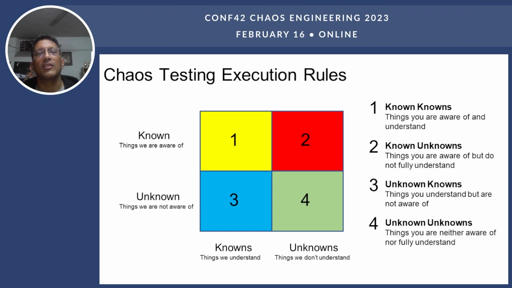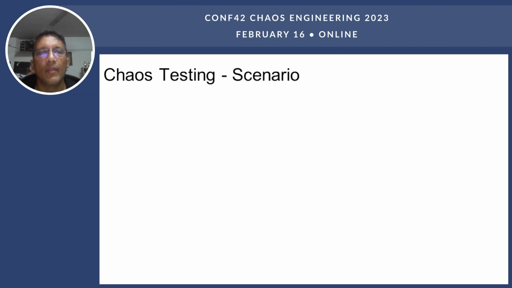Don't get confused. I'll take a real world example and then I'll try to explain all these four. But as I've said, this is a very simple matrix which you will see in the next slide. And just the difference is between the things that we are aware of and the things that we understand, or the things that we are not aware of and the things that we do not understand. Let's take a real life chaos testing scenario. Now what does this scenario mean?